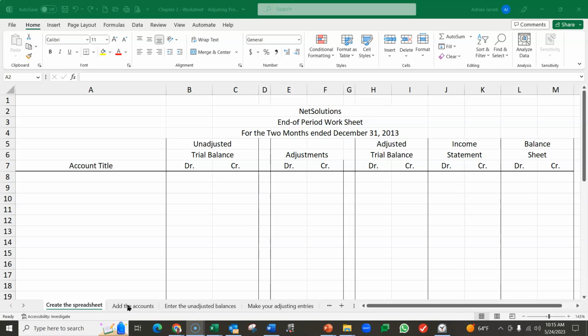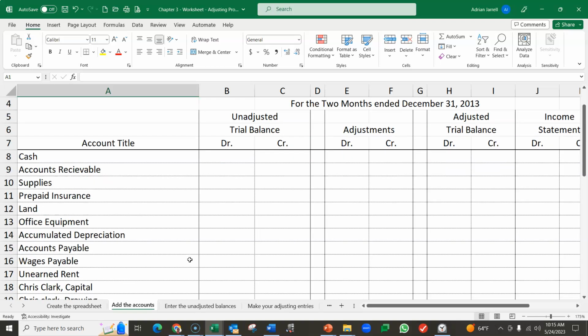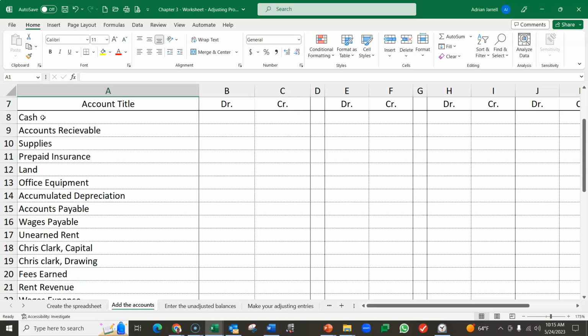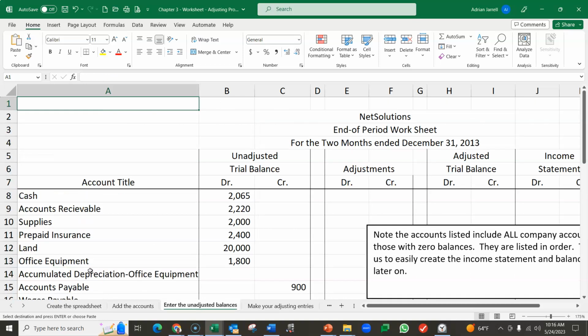The first thing you do is add the accounts over on the left. So we're going to list our accounts in order. You notice that I've got down here cash, accounts receivable, supplies, prepaid insurance, etc., all the way down. And think of Chris Clark Capital and Chris Clark Drawing as common stock, and make this dividends. And let me just go ahead and do that on all of them.